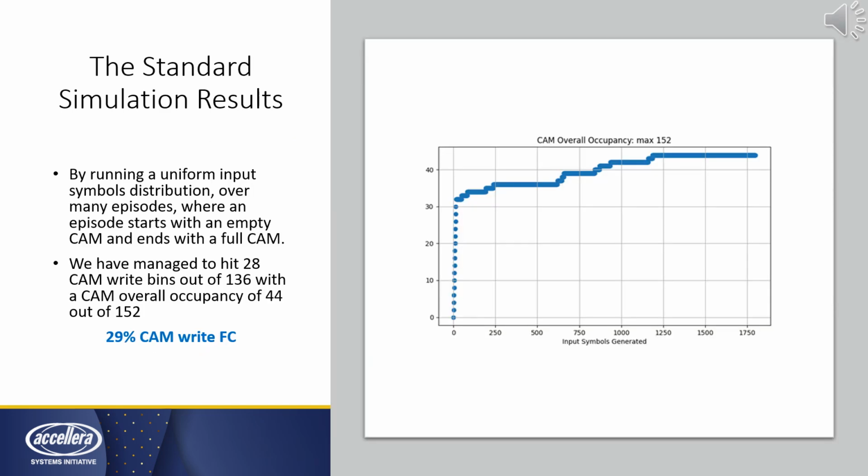What you can see in this slide is the simulation results for a standard randomized process of input symbols. In this example, we are generating uniformly all the 16 symbols at the input of the DUT. By doing that, we can see that in terms of CAM overall occupancy, we can hit a maximum of around 44, but in terms of CAM write functional coverage, we can hardly hit 29%.